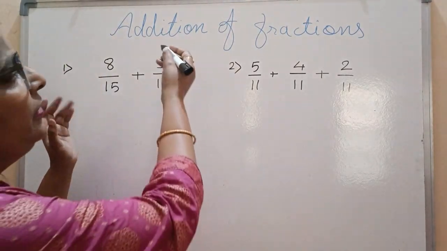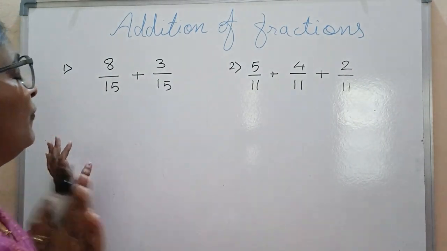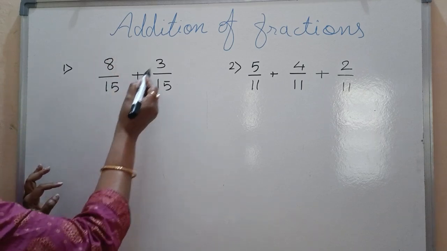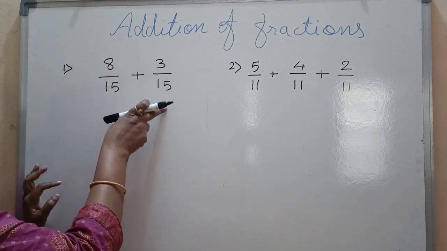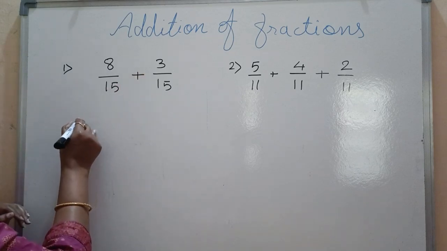In this video I am taking here addition of fractions. First I am taking here addition of like fractions. First example, 8 by 15 plus 3 by 15. As these are like fractions, both the denominators are same. How to do this?